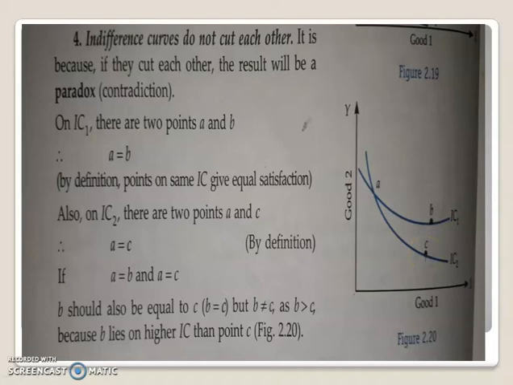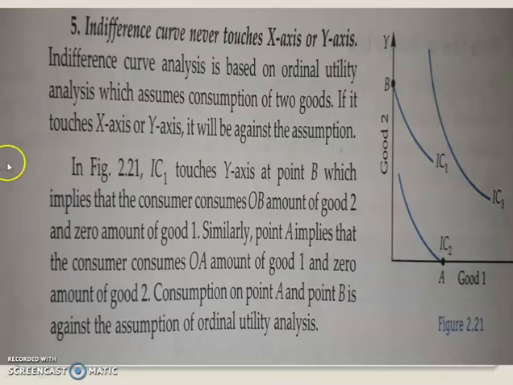But as per our assumption, B is not equal to C, as B is greater than C because B lies on a higher indifference curve than point C. So if the indifference curves cut each other, the result will be a paradox of our assumption. Then the next property is that indifference curves never touch the x-axis or y-axis.